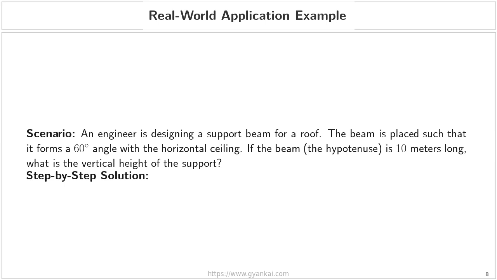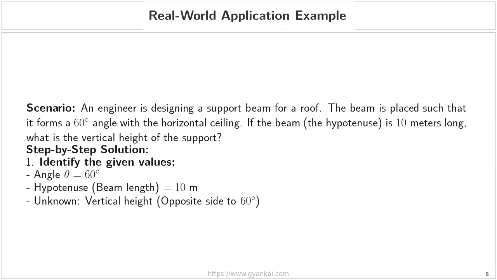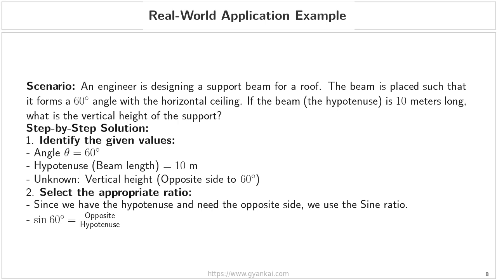To solve this, let's follow a structured, step-by-step approach. First, we must identify our given values. We have an angle theta, which is 60 degrees. The hypotenuse, representing the beam's length, is 10 meters. Our unknown variable is the vertical height, which, as we identified in our previous slides, corresponds to the side opposite to our 60-degree angle. Second, we need to select the most appropriate trigonometric ratio.